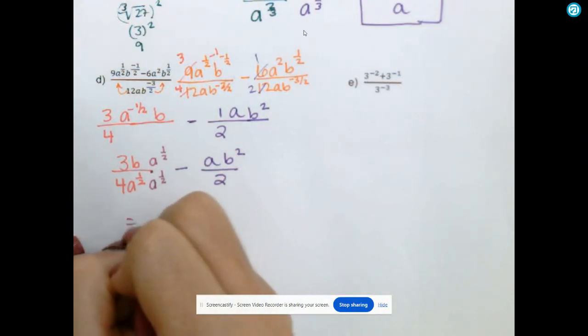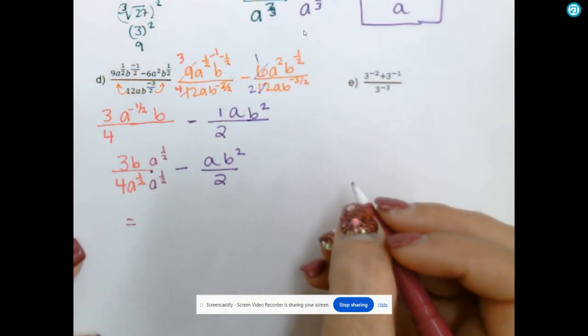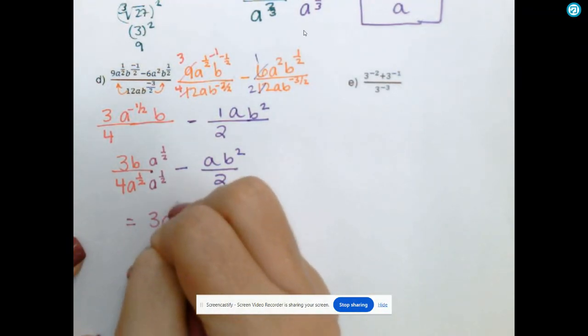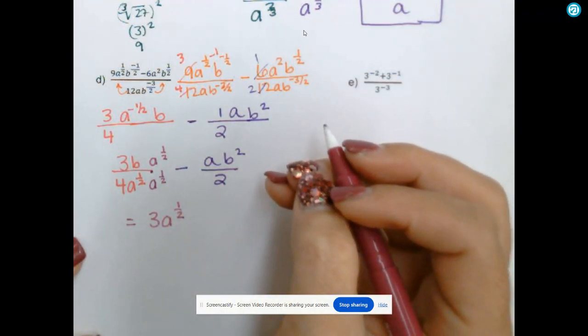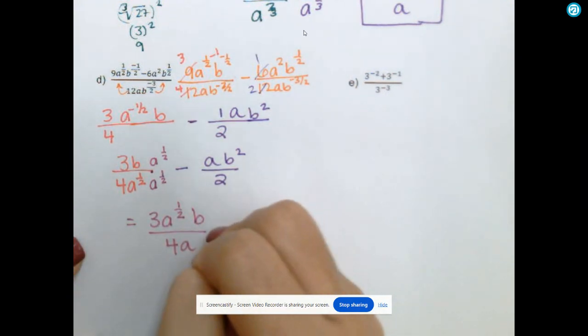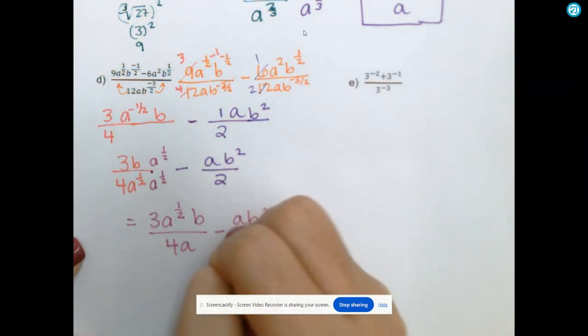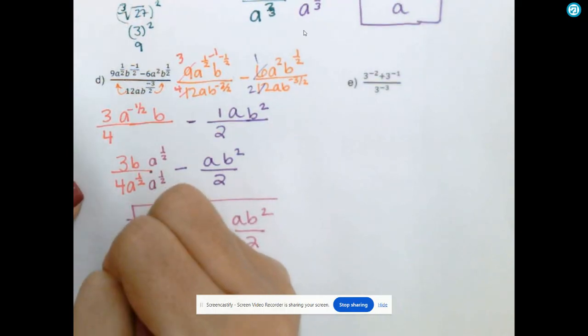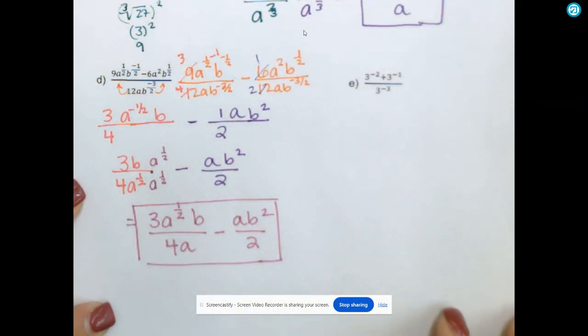Okay, so now we're going to end up with 3a to the 1/2 b over 4a minus ab squared over 2. There's nothing that told me I can't leave that there, so I'm going to stop there. You could cross multiply. The only thing about that is you're just going to end up with what looks like something that can simplify a little bit further. So I would probably take either answer here. Okay? All right, letter E.